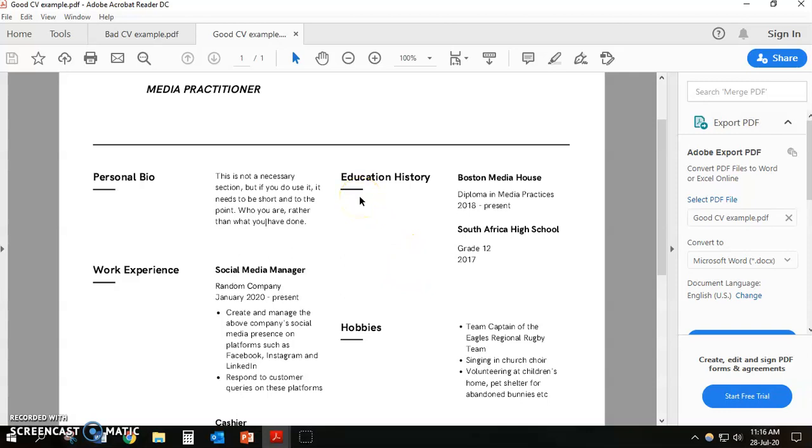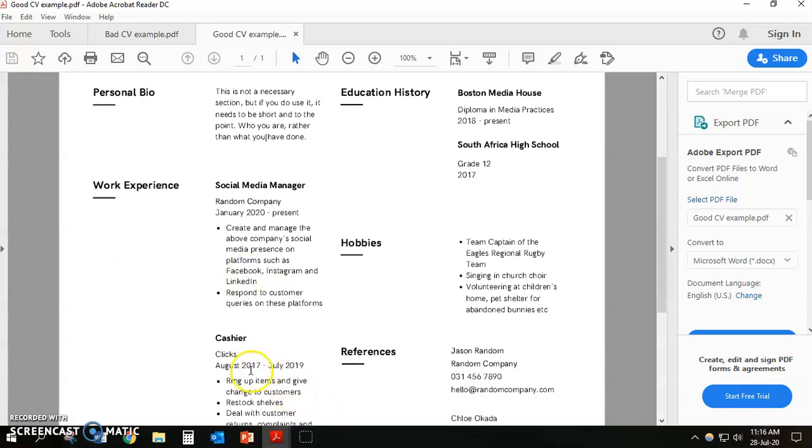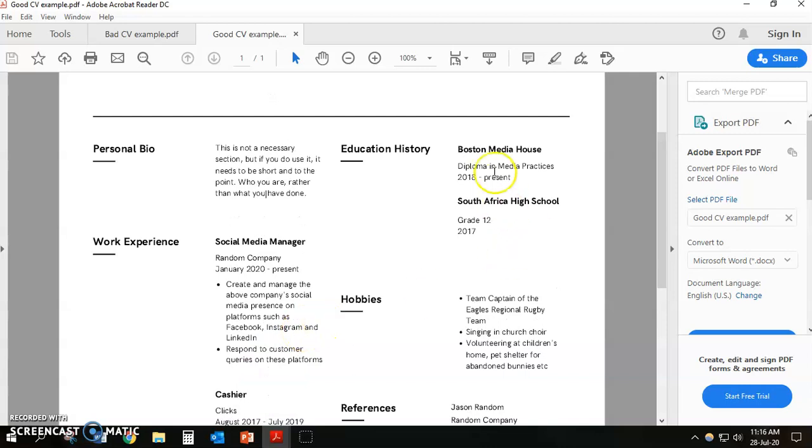Next, we've got your education history. So remember, always with all of this, it is presented in a reverse chronological order. What that means is that the most recent thing is first. So here we've got January 2020 going back to 2019, 2017. And here in your education history, you've got your most recent qualification first, followed by anything that's there.